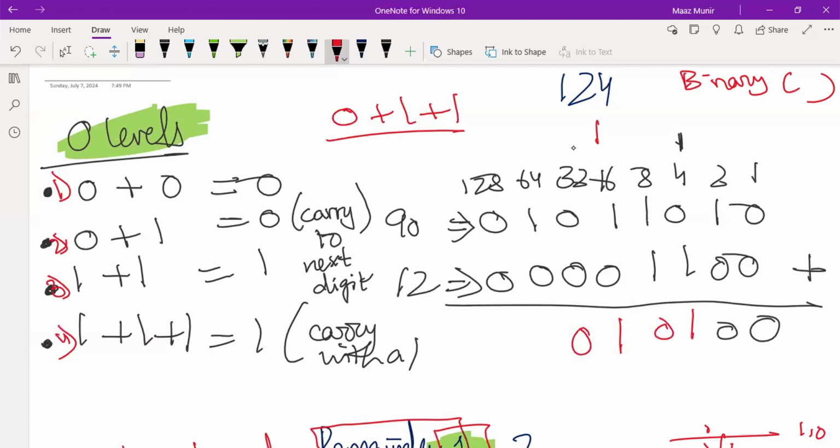Wait. Guys, could anyone correct me if this is how we do it? Or did I just mess it up? Man, why am I forgetting the concepts? But yeah, 1 plus 1 plus 1 is, wait, just give me a second. Let me check the book.